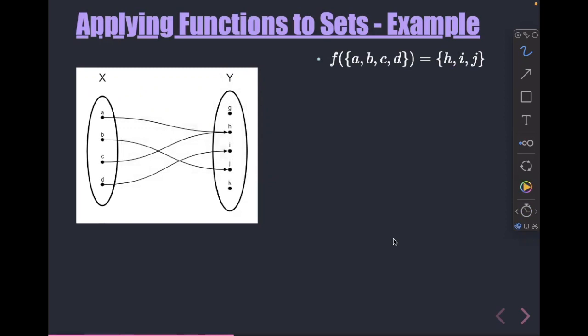So this is my function f. I'm going to change its color. My function f is basically these lines here. The idea is that I want to talk about what is happening from here to here. So f of a, b, c, d would just give me the set h, i, j, because all these are mapping to these three elements. There's nothing pointing to k, there's nothing pointing to g. So it's just mapping to these three elements, h, i, j.